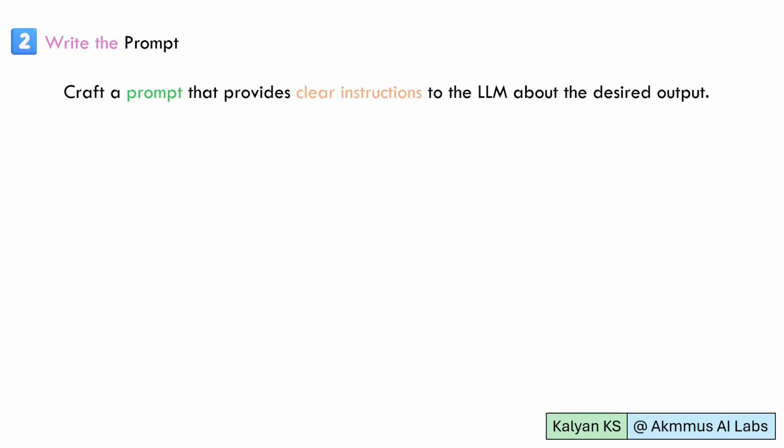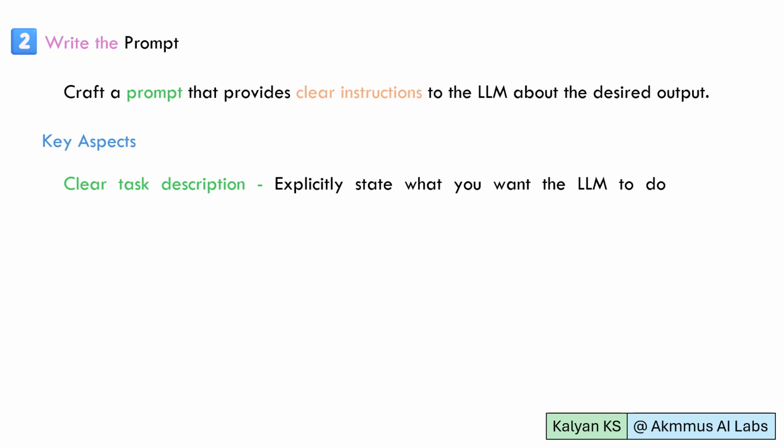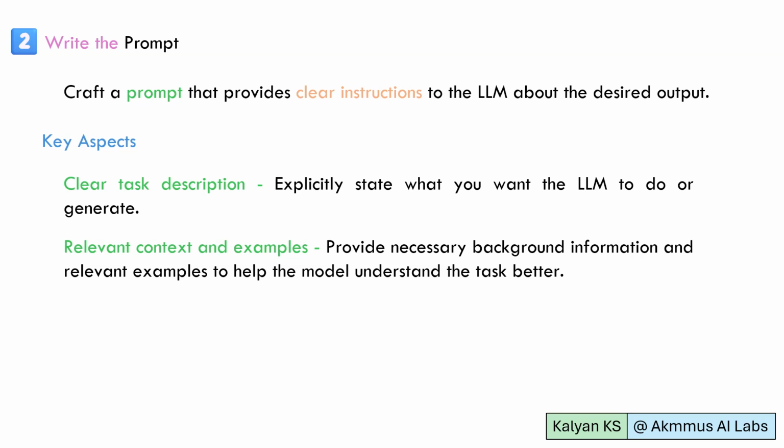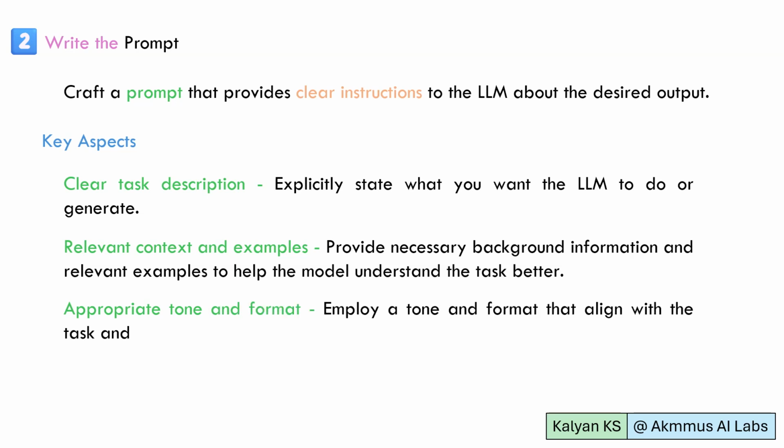The second step in prompt engineering is write the prompt. Craft a prompt that provides clear instructions to the LLM about the desired output. The key aspects of writing a prompt are: clear task description, that is, explicitly state what you want the LLM to do or generate. Relevant context and examples, that is, provide necessary background information and relevant examples to help the model understand the task better. Appropriate tone and format, that is, employ a tone and format that align with the task and desired response.